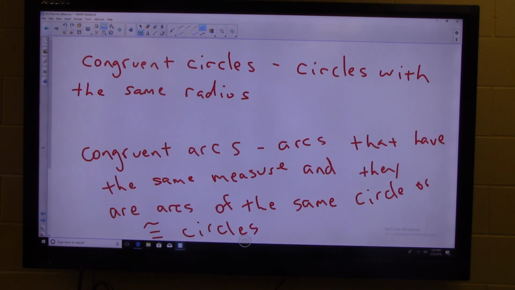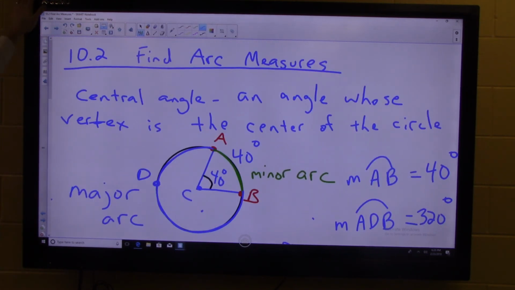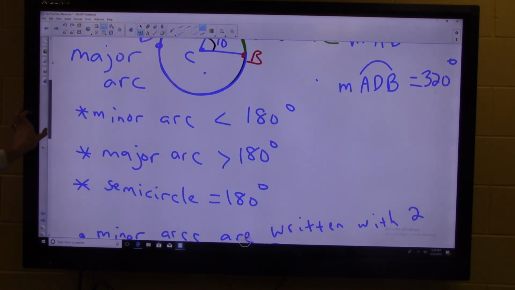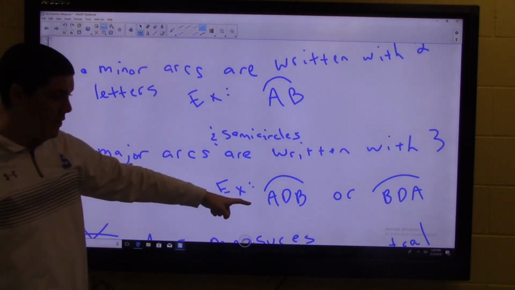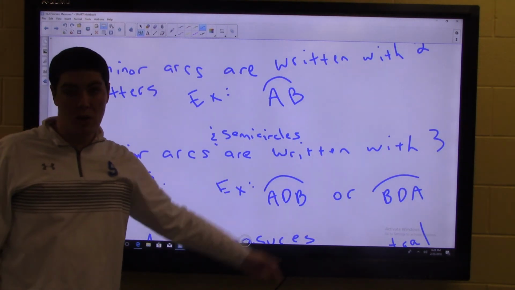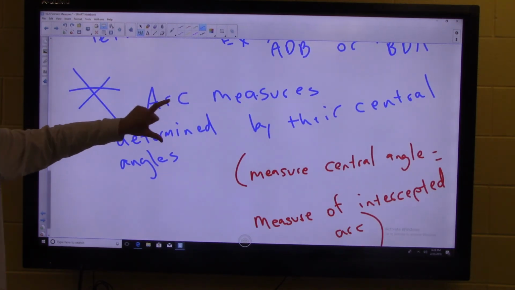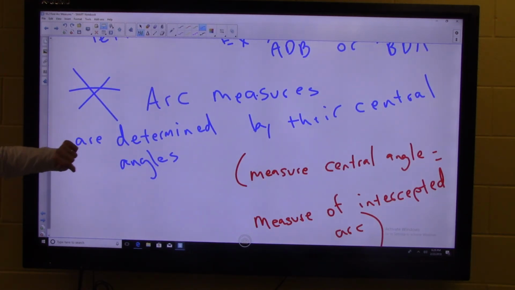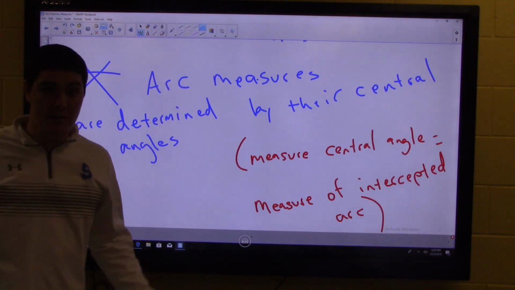So just a lot more terminology, and also knowing how to label these things is important as well. So you guys need to know how to do that. To review a little bit, let me just go back real quick. You need to know what a central angle is, minor arc, major arc, semicircle as well. You need to know how to label those. Two letters with minor arcs, three letters with major arcs, and semicircles as well. Semicircles still need three letters. And this is important, guys. Don't forget this. Arc measures are determined by their central angles. So we're going to be able to figure out a lot of different arc measures as long as you know the central angle. They're going to be the same.